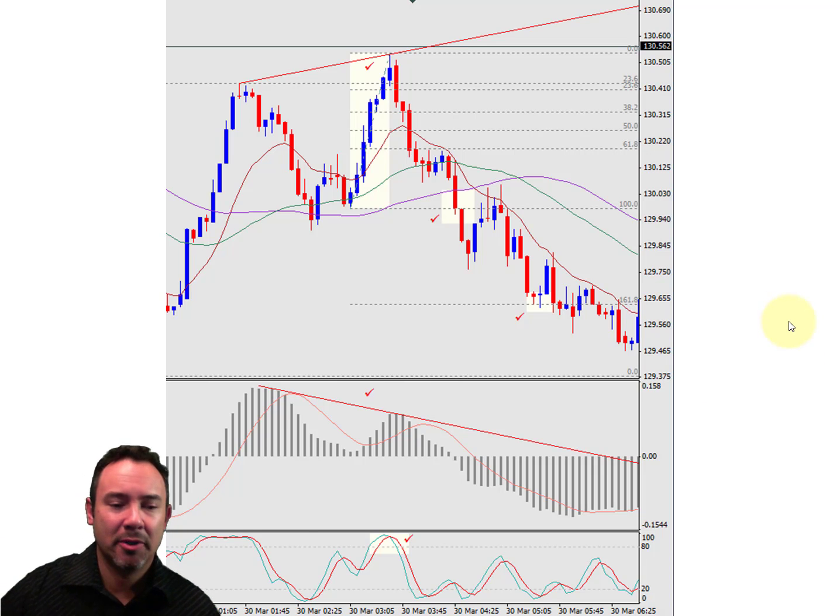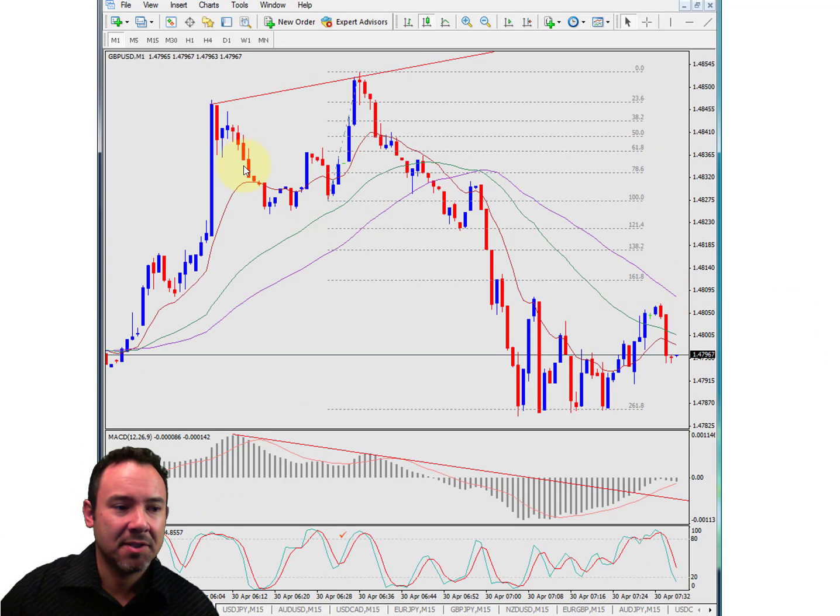Just another example or two to go. This is the pound US dollar. Again, this is a really short time frame, but I wanted to show you the example. This can look exactly the same on the daily, weekly, monthly, but we have higher highs, we have lower lows on the MACD, we have stochastics in the overbought area. I use a Fibonacci tool from swing low to the high.